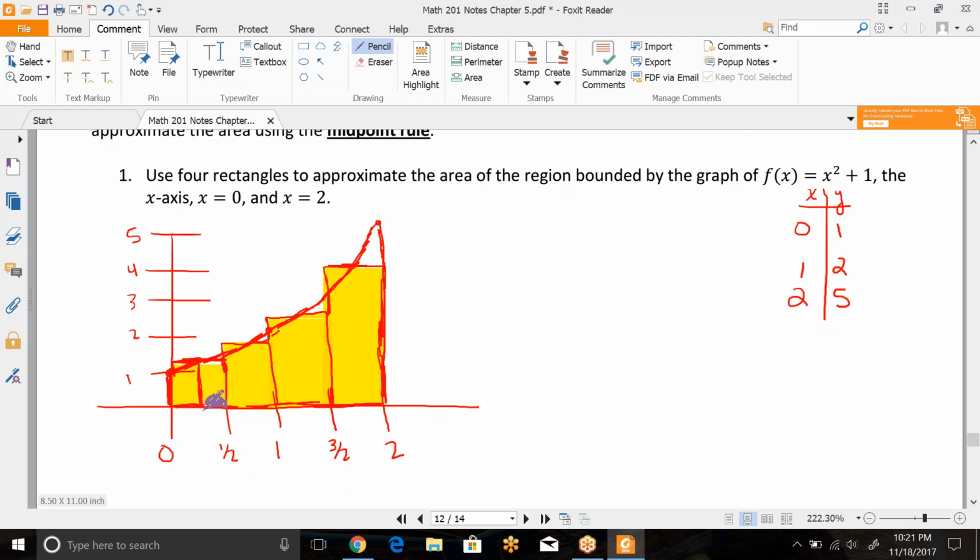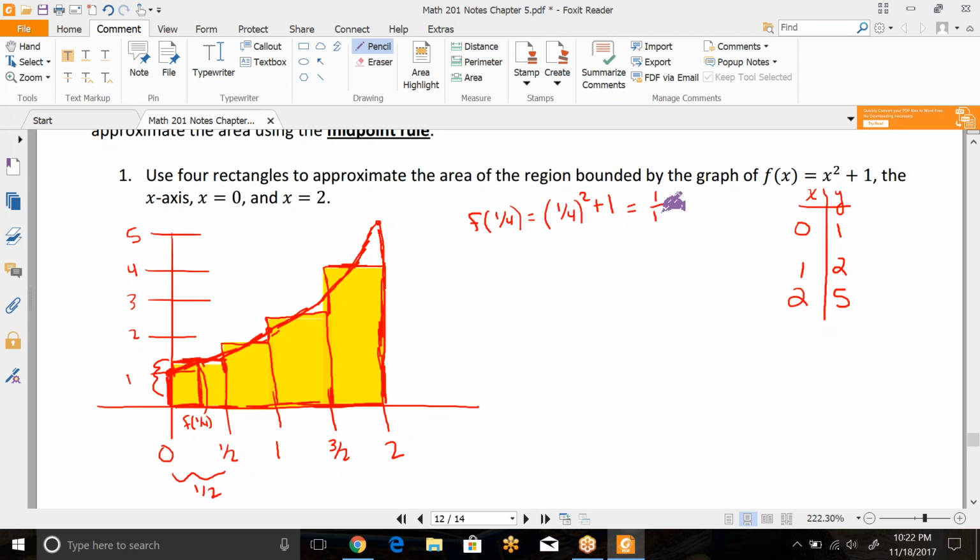So if you find out what f of 1/4 is, you'll know this height right here. A rectangle is a length times a height, or a length times width if you want to think of it that way. So we know the length is 1/2. If we can figure out how high up this goes, then we'll know the width and we can multiply to get the area. So if we do f of 1/4, that would be 1/4 squared plus 1.